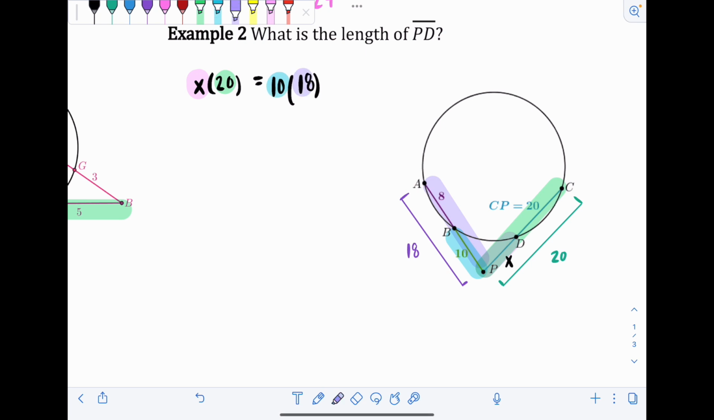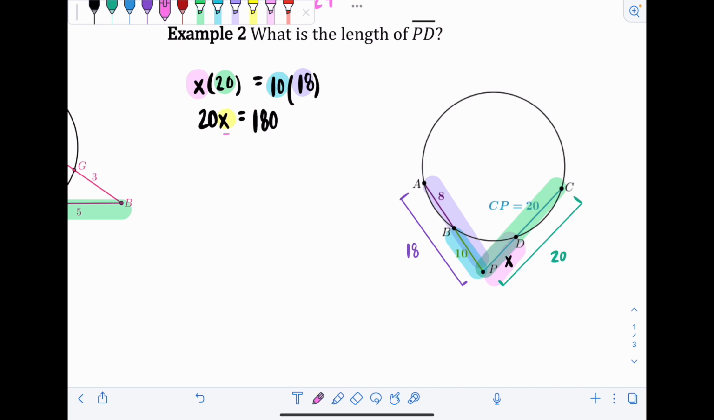And then one more time the setup: we took X, the external part from the segment on the right, multiplied it by the entire length, which was 20, and then we set that equal to the external part on the left side, 10, times the entire length of the segment, which was 10 plus 8, so altogether 18. And then we can multiply 20 times X to get 20X and 10 times 18 to get 180. And our goal here is to get X by itself.